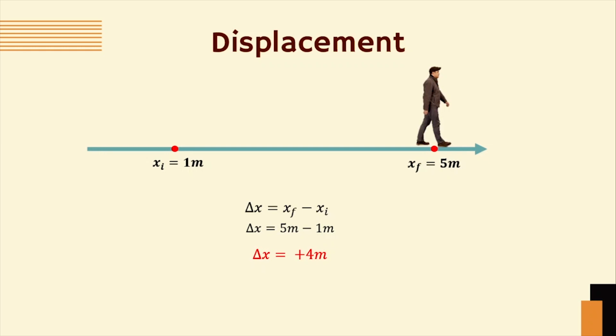The 4 meters here is the magnitude of the displacement, which is also the distance. The positive sign indicates that the person moves to the right direction or to the east. Remember, displacement is a vector quantity, so its direction is very important. If a displacement, for example, is negative 2 meters, then the negative sign indicates that the direction is to the left or to the west.